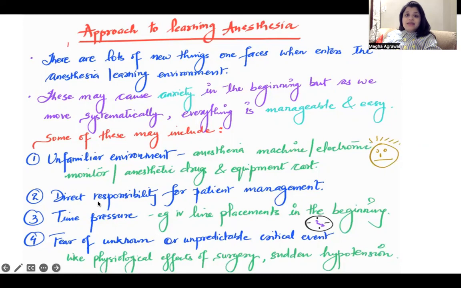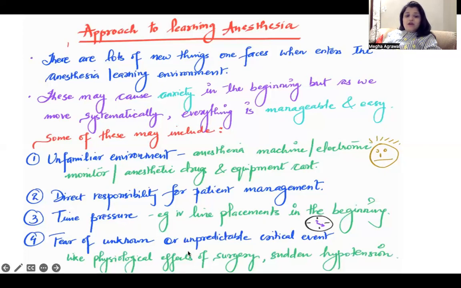Time pressure. In the starting, you'll not know about the various lines and the procedures, so it'll take time, and the surgeons will always be on your head to start the case early, so there'll be pressure in the beginning, but slowly you'll learn everything and things will be easy.